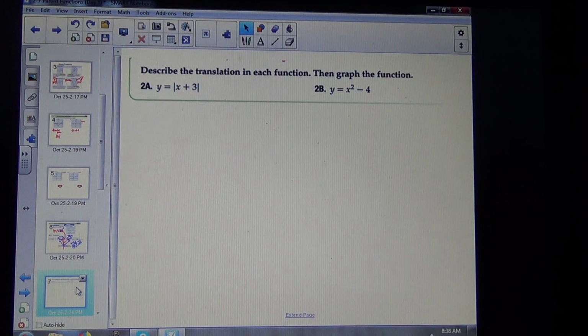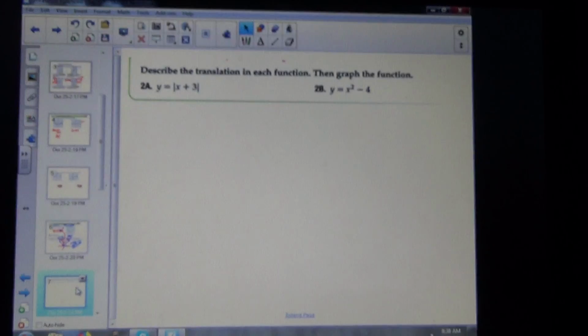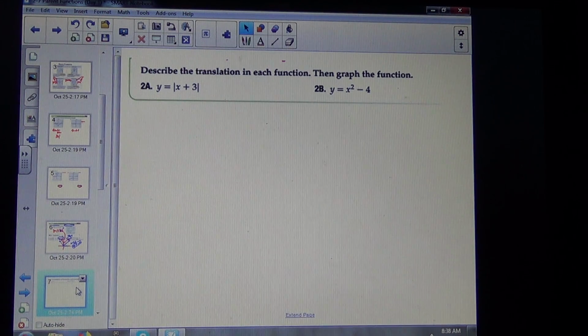Alright, so I'm going to have you guys on your paper try 2a for me, and then I'm going to do 2b with you. Okay, so on your paper right now, try 2a. So think about what parent graph that should look like on your graph. Draw the parent graph. And then it says on here, describe the translation. So figure out, where is that 3 located? Is it on the outside? Is it on the inside?